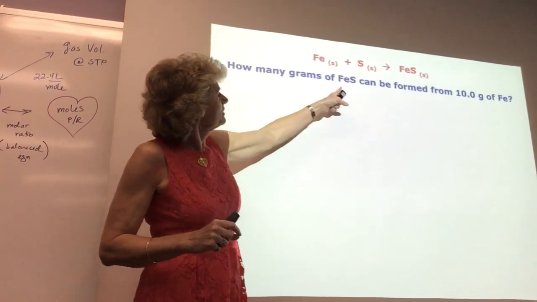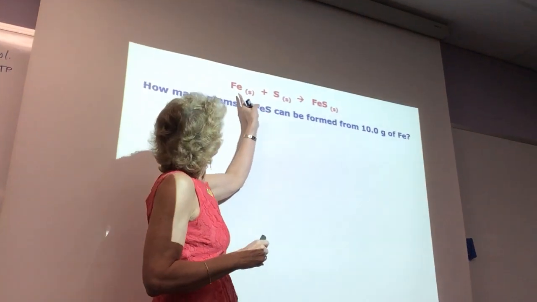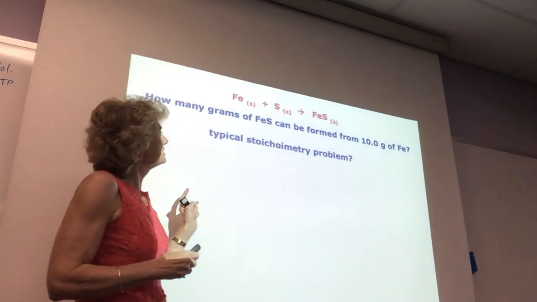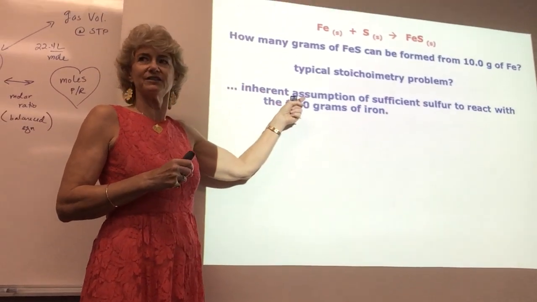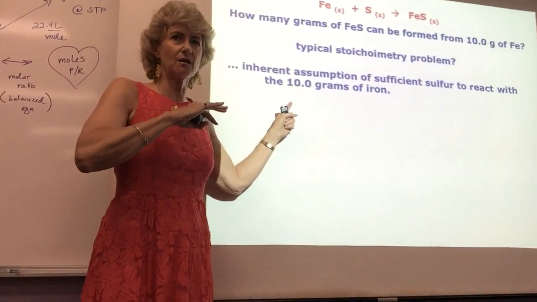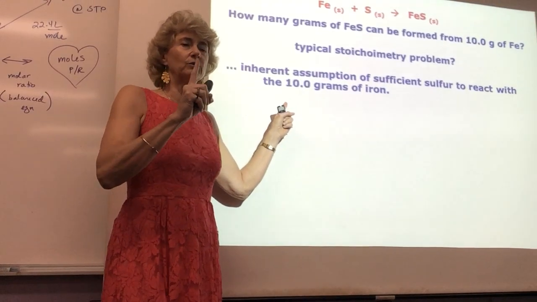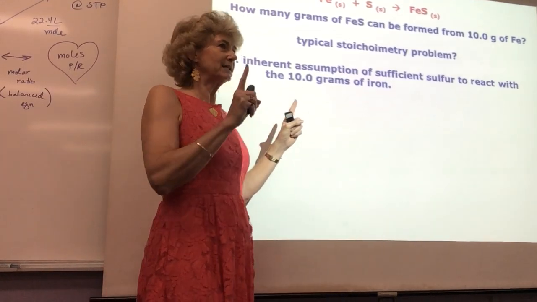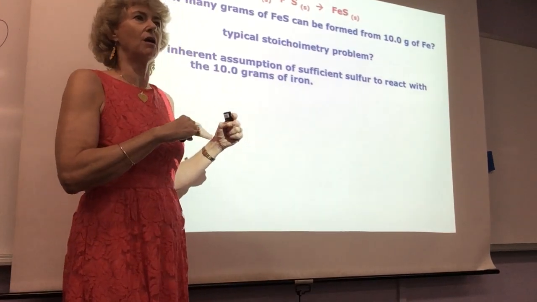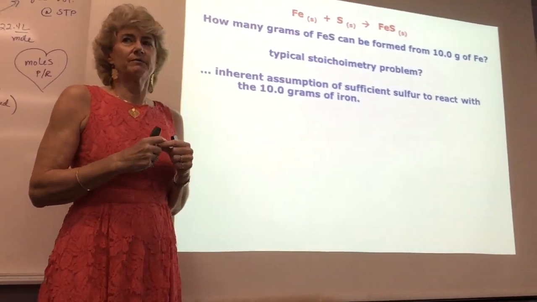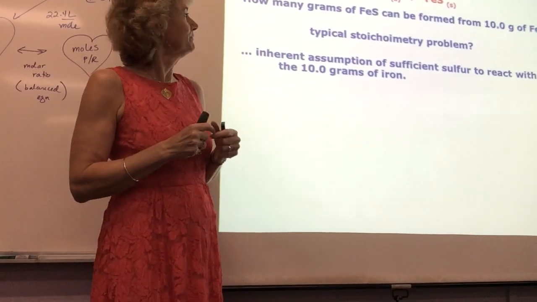How many grams of iron two sulfide can be formed from 10 grams of iron? So when you see those kind of problems, there's an inherent assumption that there's plenty of the other thing available. So if I only give you one ingredient, you may assume that there's plenty of the other. I'm not limiting the other at all. Maybe room air. You know, we're not limiting oxygen in the room air in any way.